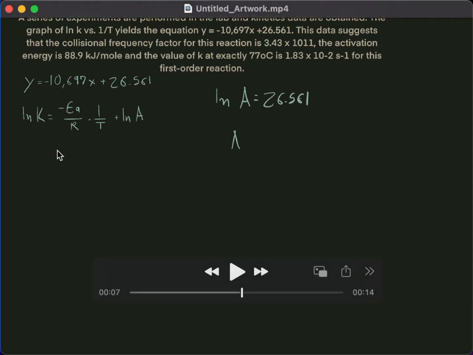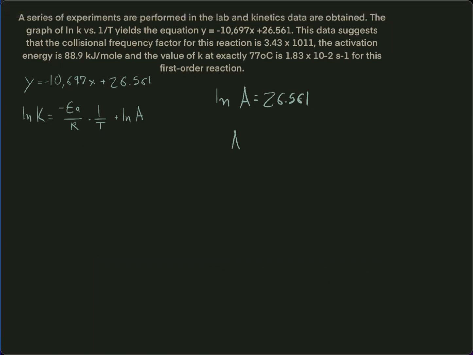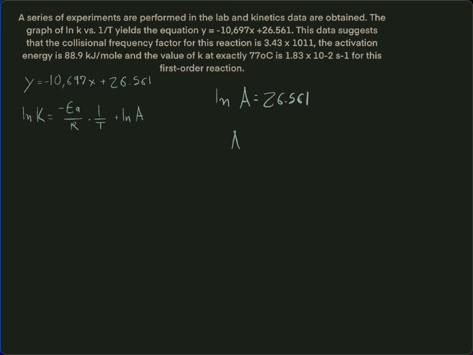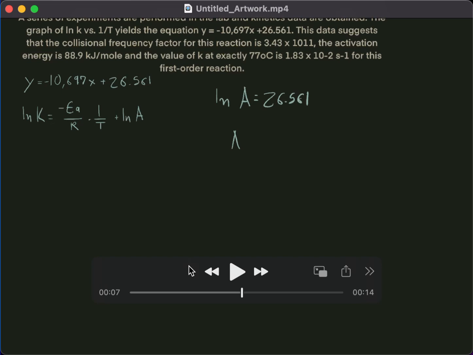You have k, ln k in this case, being the rate constant. You have EA being the activation energy. You have R, which is a constant, the universal gas constant in particular, being 8.314 joules per mole Kelvin. And then you have 1 over T being your X value. And A at the end is a collisional frequency factor, which is unitless and essentially expresses the probability around orientations and collisions, and is a collisional frequency factor for the molecules in your reaction that will be different for any reaction.